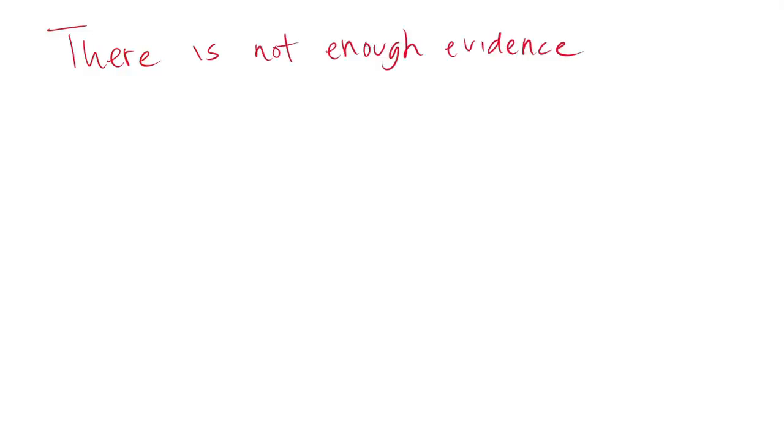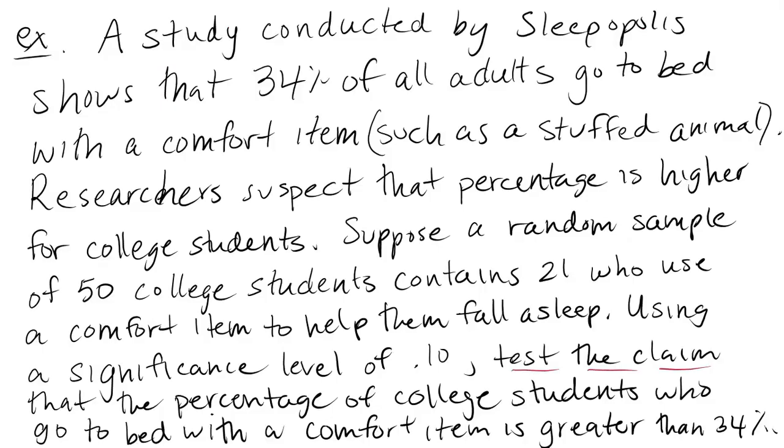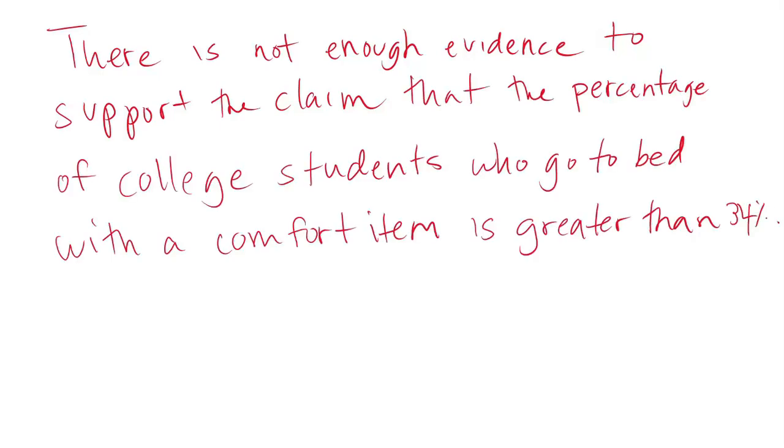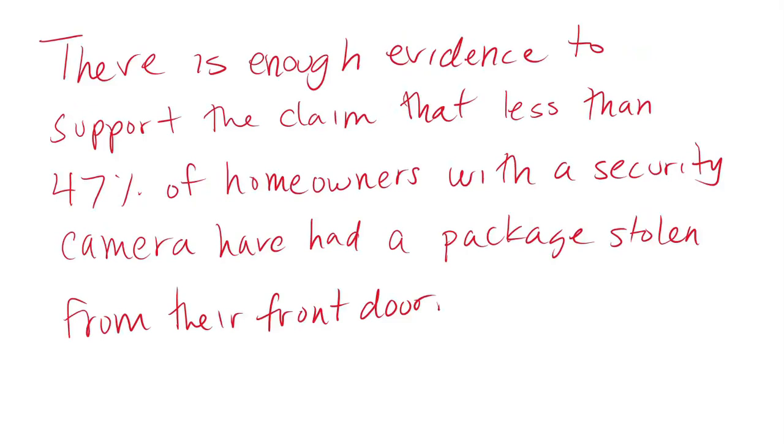I write there is not enough evidence. The common way to make this sound more highbrow is to say there is insufficient evidence. I just say there is not enough evidence to support the claim. What was the claim? That the percentage of college students who go to bed with a comfort item is greater than 34%. I want you to notice how similar that is to the previous interpretation that we wrote when we rejected.